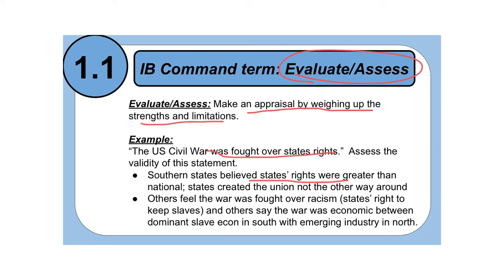Others feel that the war was fought over racism, states' rights to keep slaves, and others say the war was economic, between dominant slave economics in the South and an emerging industry in the North. So this is what you're saying when you're evaluating and assessing. You're just giving an appraisal of the event or of the statement, saying this statement could be agreed upon by this group, but not that group. So you're evaluating the statement on whether it's valid or not.